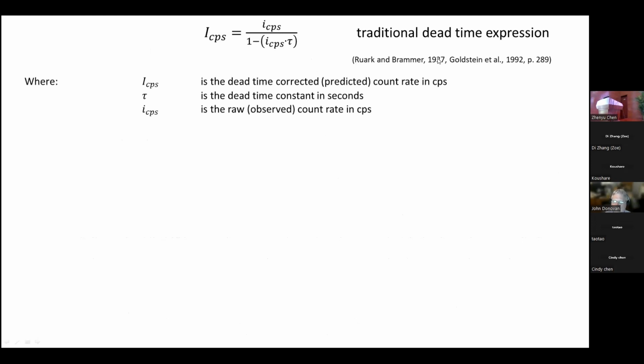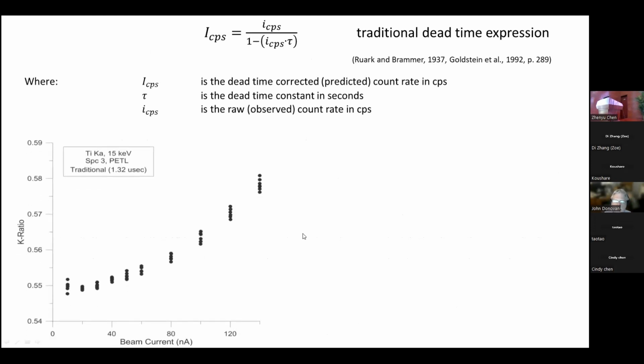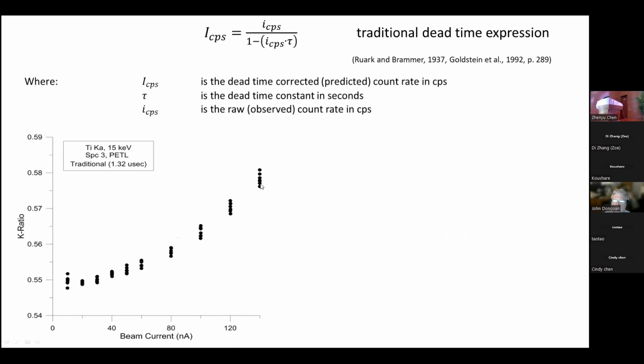And this has been around since 1937, if you can believe it. But it assumes a linear relationship between input count rate and output count rate, which is a good assumption up to a certain count rate. If we go up to a higher count rate, though, we can see that while we're at the lower count rate, we get a fairly linear response here. As we start getting up to 50, 60, 100 nanoamps of beam current on a large PET crystal, this is a JEOL instrument from Anette Von der Handt's lab, we can see that we start getting a very nonlinear behavior.